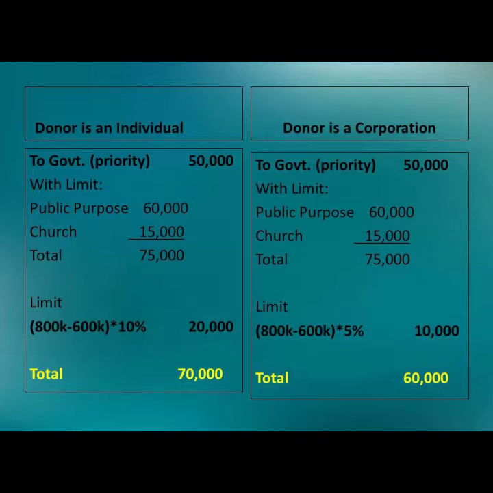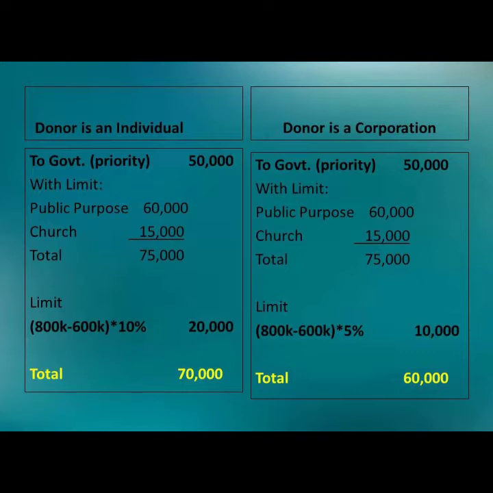Which is lower, the 75,000 or the 20,000? The limit is smaller, 20,000. So the total deductible charitable contributions is 70,000 pesos.